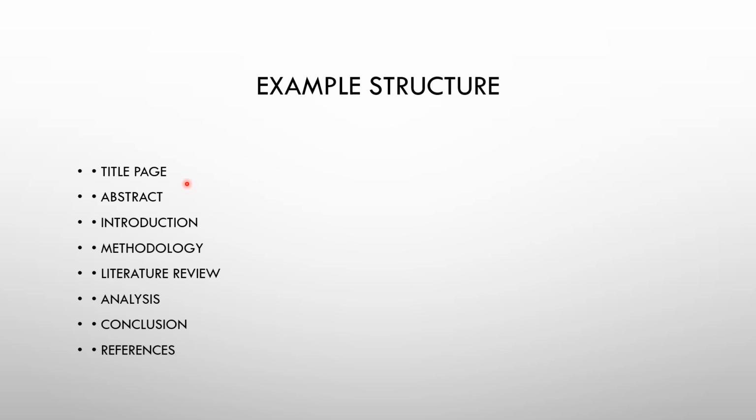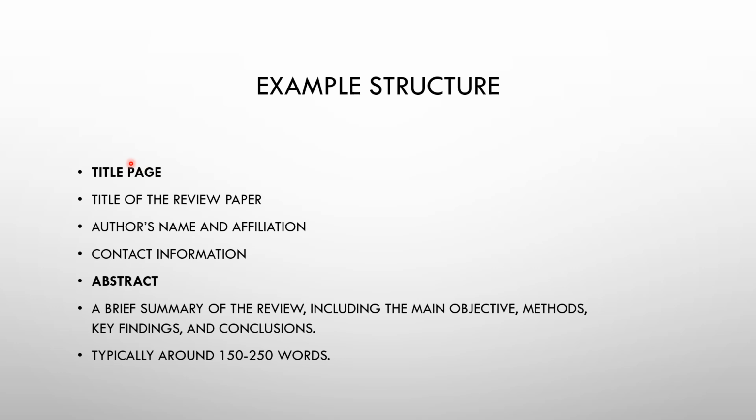Example structure: first, title page; second, abstract; third, introduction; fourth, methodology; fifth, literature review; sixth, analysis; seventh, conclusion; eighth, references. Title page: title of the review paper, author name and affiliation, contact information. Abstract: a brief summary of the review including the main objective, methods, key findings, and conclusion. Typically around 150 to 250 words; it depends upon the journal.